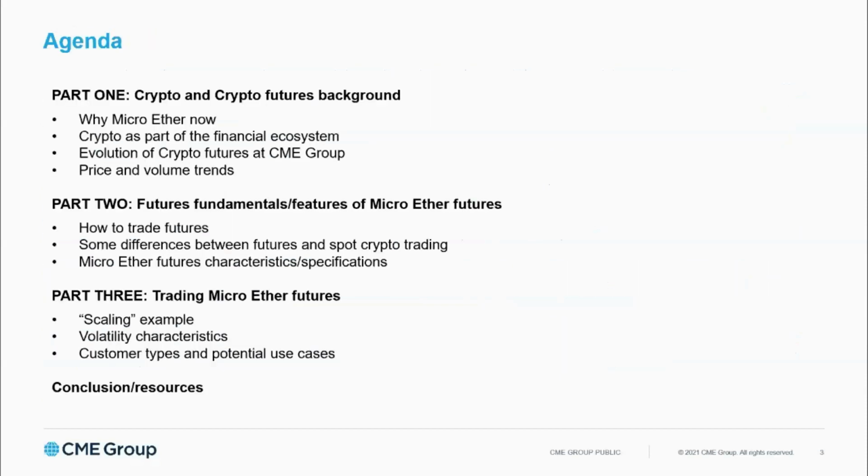Here is a brief overview of the agenda. I've split it up into 3 parts. In the first part, we're going to talk about crypto and crypto futures at CME Group. In part 2, we're going to talk about futures fundamentals for those that are new to our markets and the features of our new micro Ether contracts. And then in part 3, we're going to round it out talking about the various ways that we've seen people trade these products over the last month.